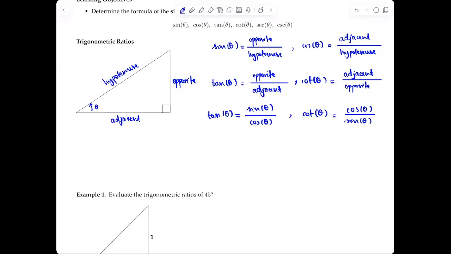Now the last two ratios are a little bit rare, they don't get used that often, but they are still important in the concept of trigonometry. They are secant of theta and cosecant of theta. Secant of theta is 1 over cosine of theta. And cosecant of theta is equal to 1 over sine of theta.